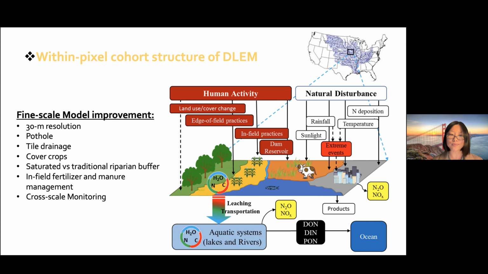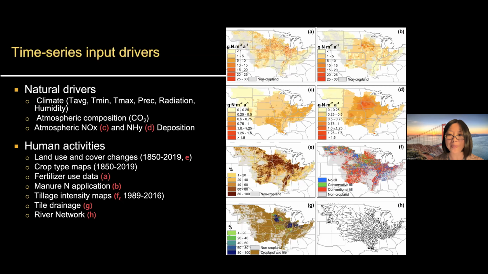This model also estimates greenhouse gas emissions, such as nitrous oxide, methane, and carbon dioxide fluxes. And in this project, we have made a number of fine-scale model improvements. I will talk about more details in the rest of the slides.